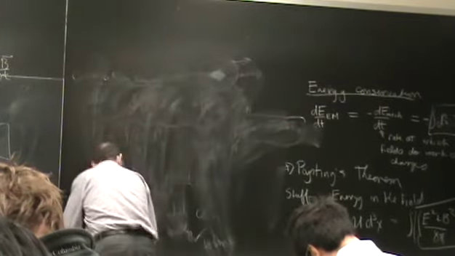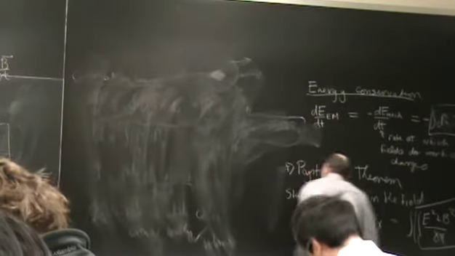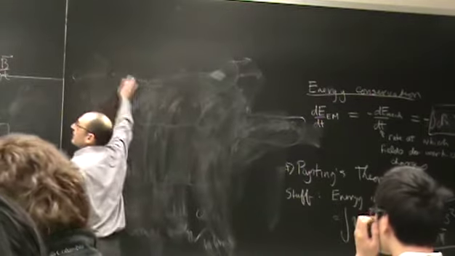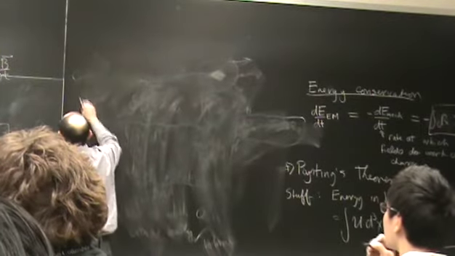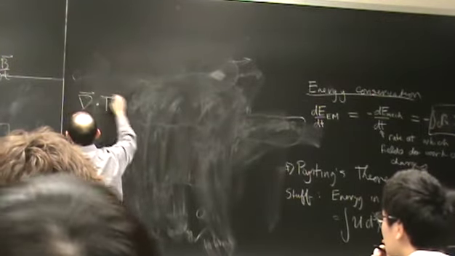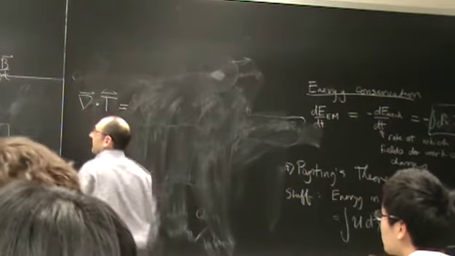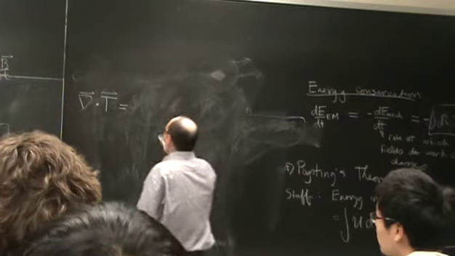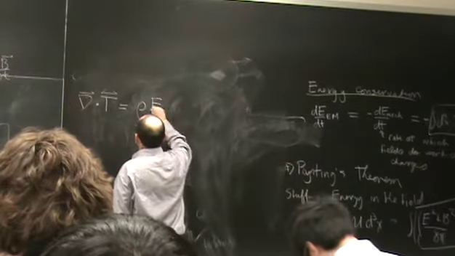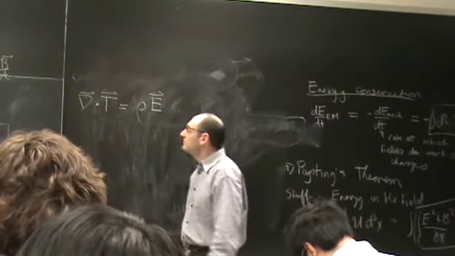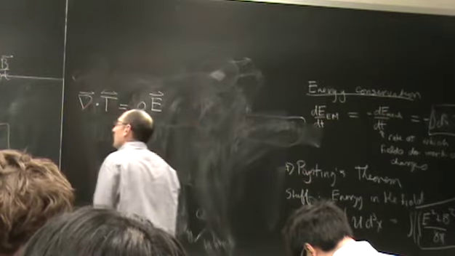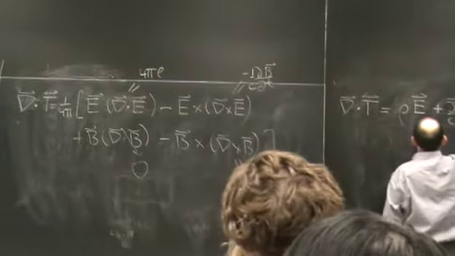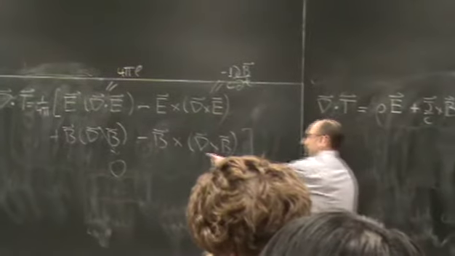So, what we have is the divergence of the Maxwell stress tensor equals rho times E plus J over c cross B. That's this term.